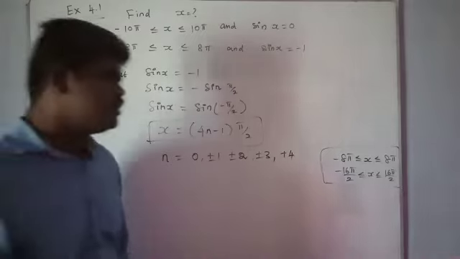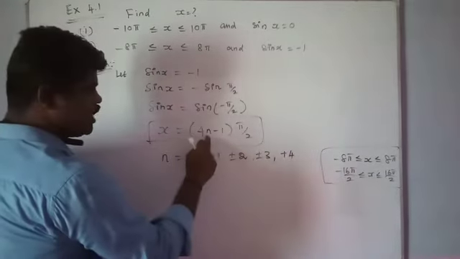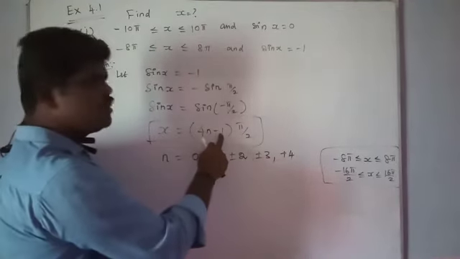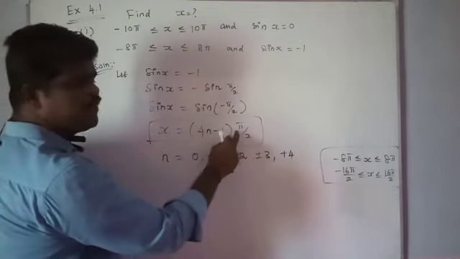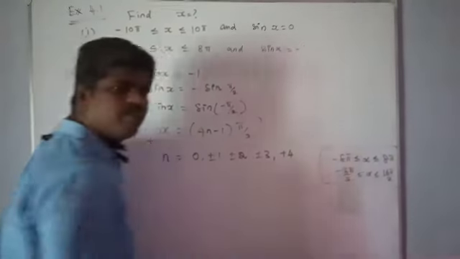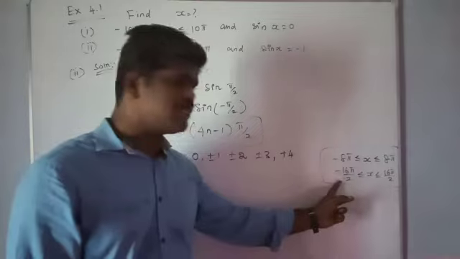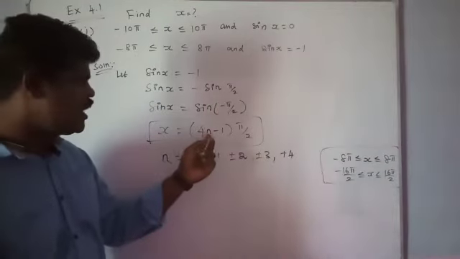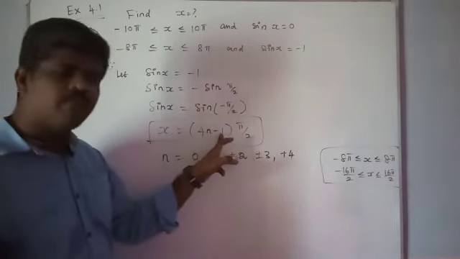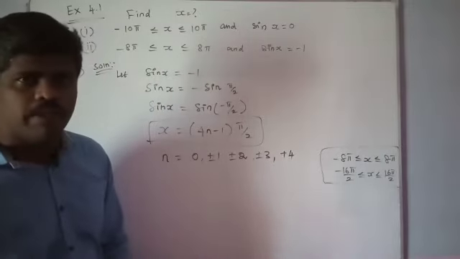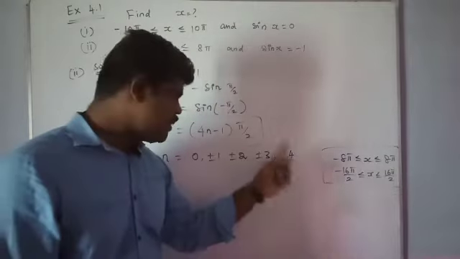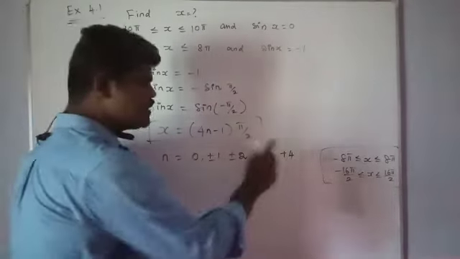And suppose we give minus 4. Minus 4 into 4 is minus 16, minus 16 minus 1 is minus 17, so minus 17 by 2. Minus 17 by 2 does not belong to this interval, because here the minimum is minus 16 and the maximum is plus 16. So we cannot give minus 4, only plus 4.